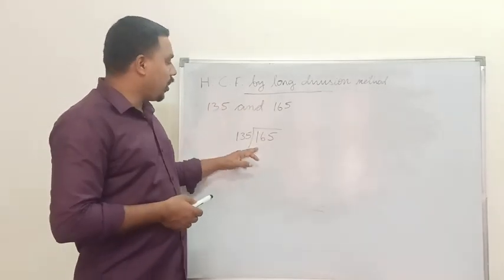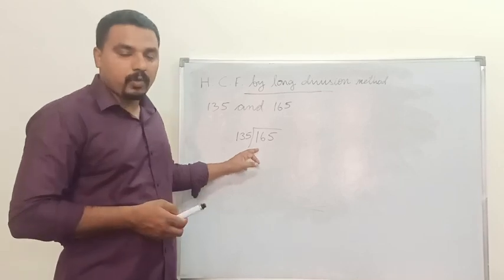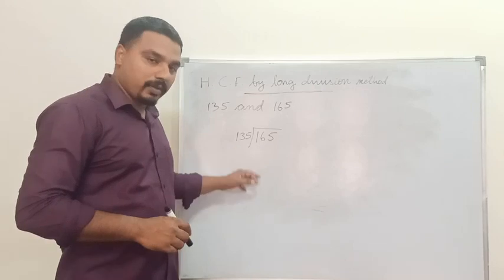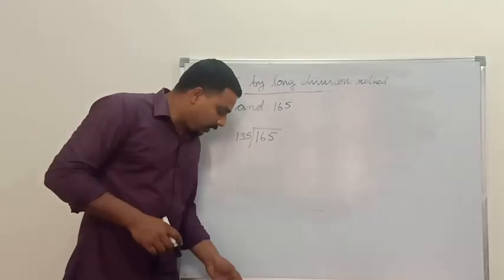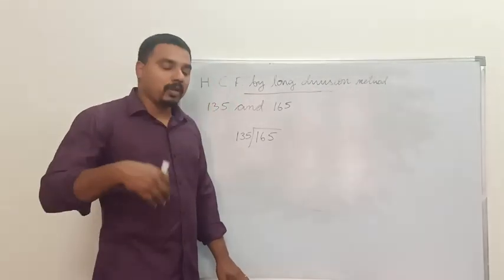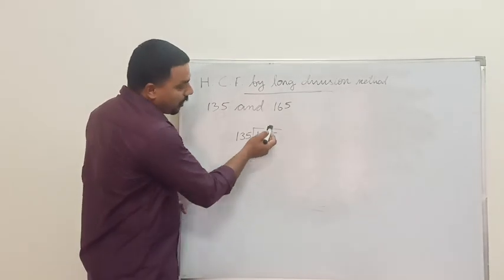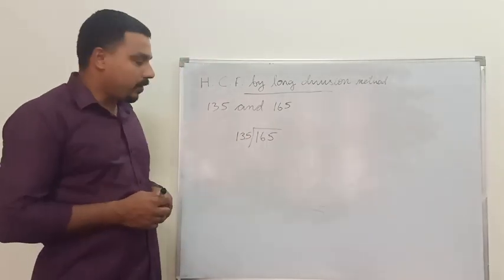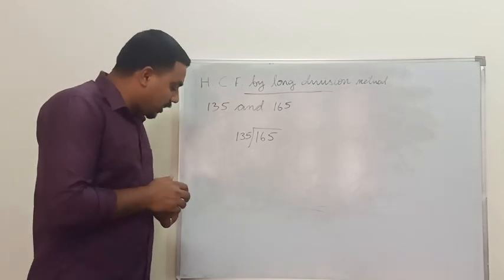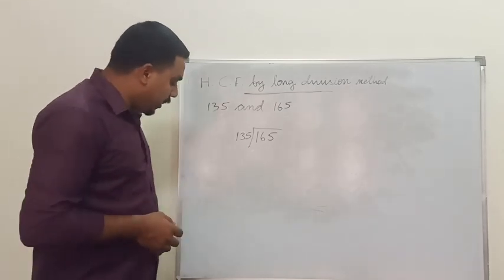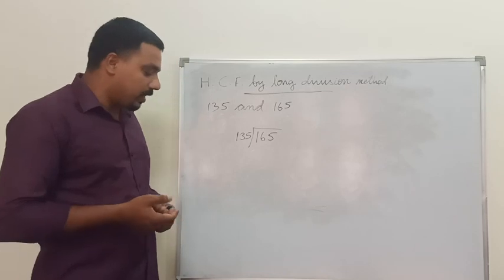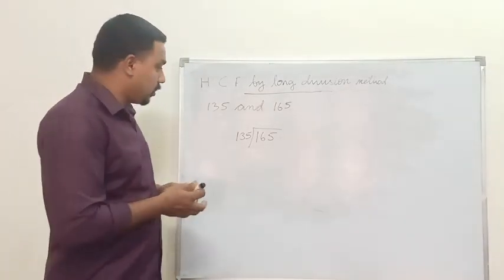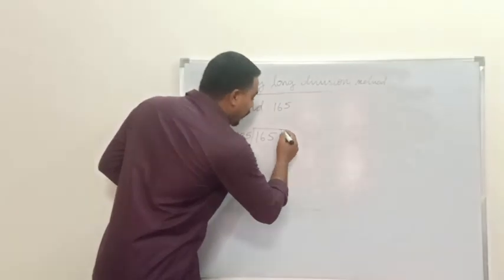First of all, we have to arrange the numbers in this way, the same way as we do division. The first step is to divide the greater number by the smaller number. So first we have to divide the greater number by the smaller number. After that, the second point is to take the remainder as divisor and the divisor as dividend. How is it? Let us see.